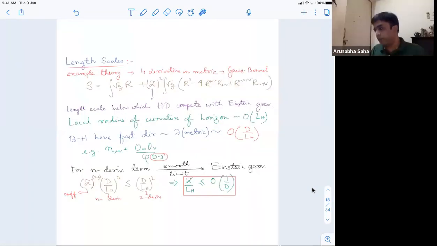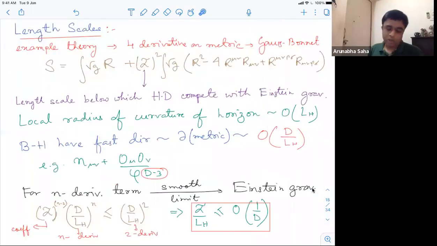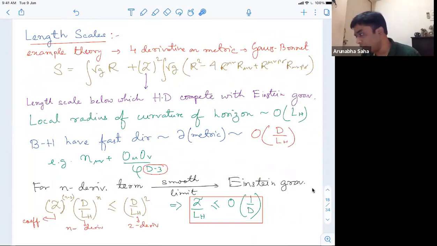So even though we will not be talking about a particular theory of gravity, I will need some length scales to set up the problem. So it helps to work with the example of Einstein-Gauss-Bonnet gravity, which has an action like this. This alpha is there to balance the dimension of length between these two. This has a dimension of length, and this is the length scale below which the higher derivative terms can compete with R. Otherwise, they don't.